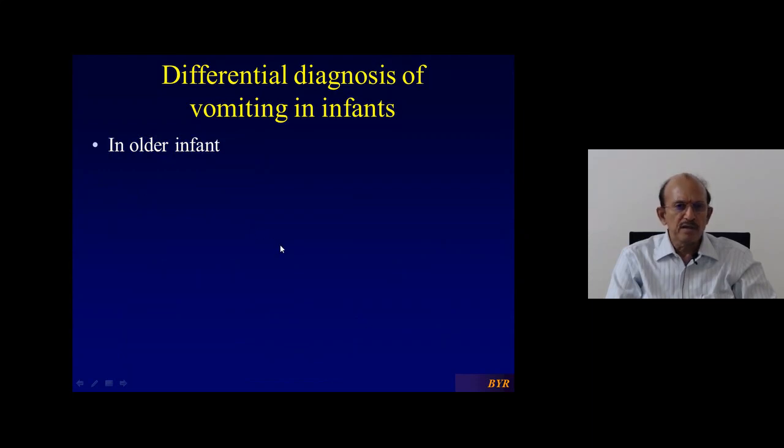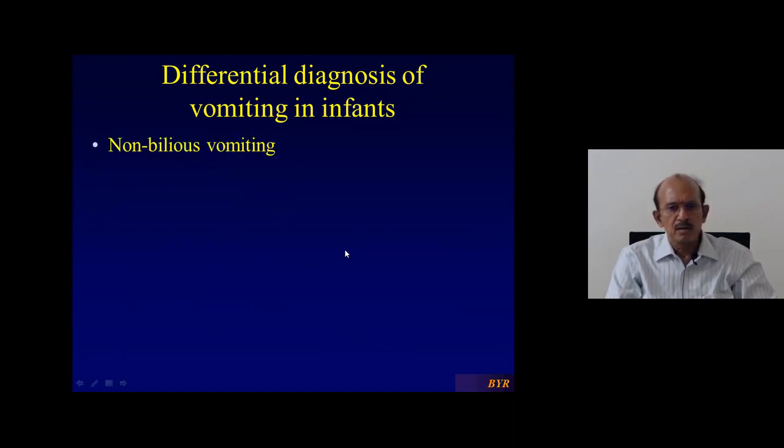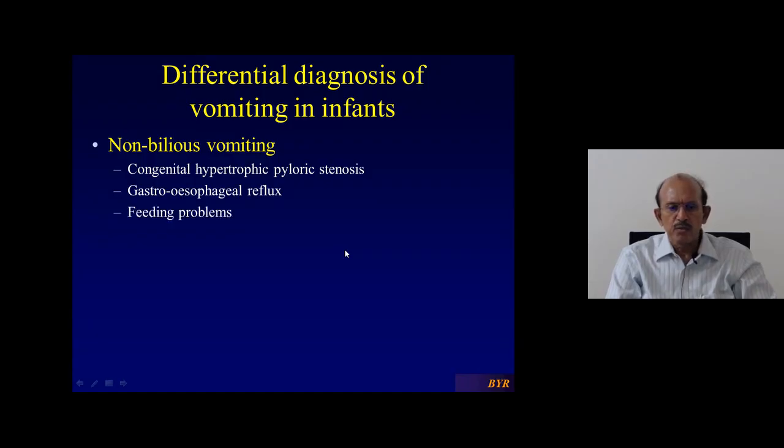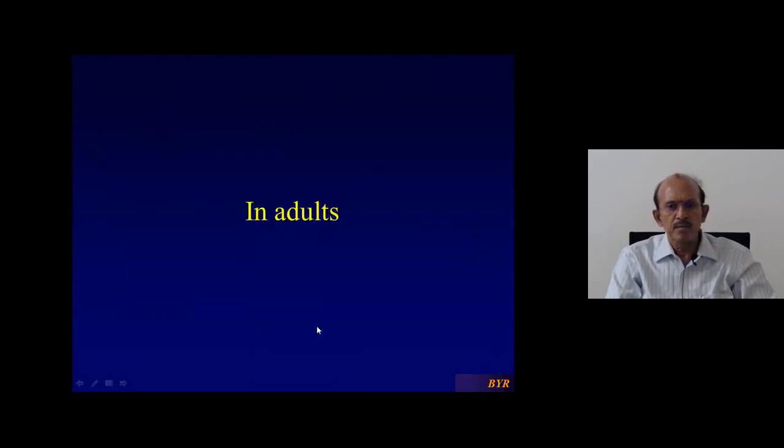In older infants: malrotation with volvulus, intussusception, obstructed hernia. Non-bilious vomiting: congenital hypertrophic pyloric stenosis, gastroesophageal reflux, feeding problems, and systemic diseases like infections, metabolic disorders, and congenital adrenal hyperplasia can cause non-bilious vomiting.